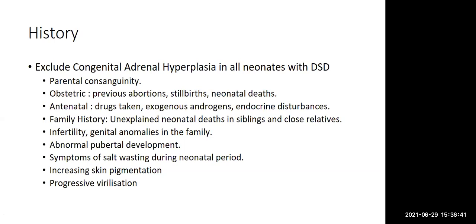Then ask about infertility, genital anomalies in the family, abnormal pubertal development, and symptoms of salt wasting during the neonatal period, which are poor feeding, failure to thrive, weight loss, dehydration, and also increased skin pigmentation. As we all know, in this patient there will be reduced cortisol, which leads to increased ACTH, and this ACTH will stimulate the melanocytes to increase skin pigmentation. And then progressive virilization of the female.